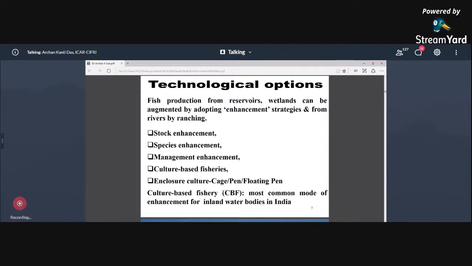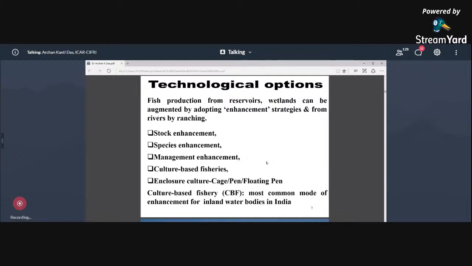Enhancement does not necessarily mean that it would go on increasing production, but at times it would take care of human resource development also. So stock enhancement, regularly we have to stock. Even in culture-based fisheries, you stock and harvest. Culture-based fisheries, earlier, was confined only to small reservoir systems. Now it has been extended to medium and large reservoirs, more than 5,000 hectare, like Indira Sagar Reservoir.